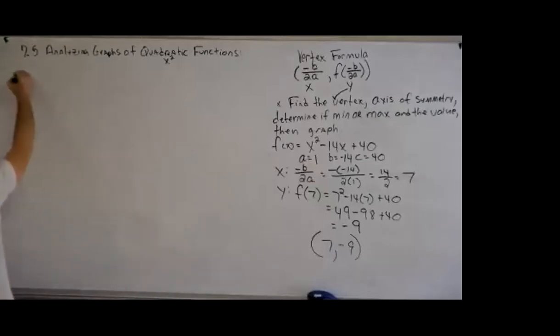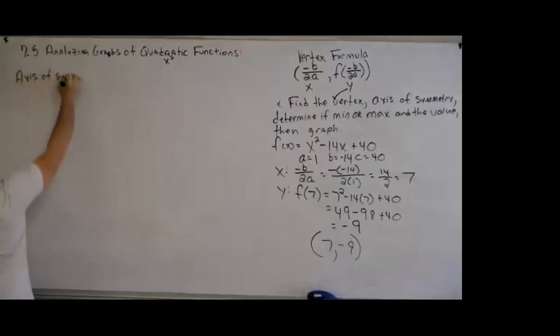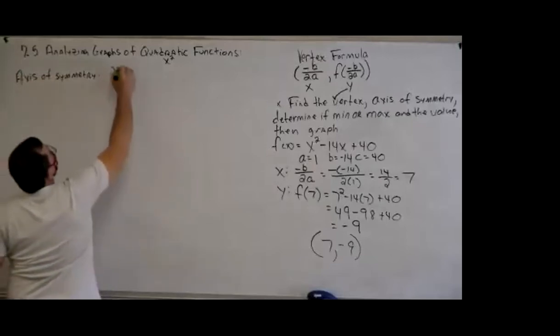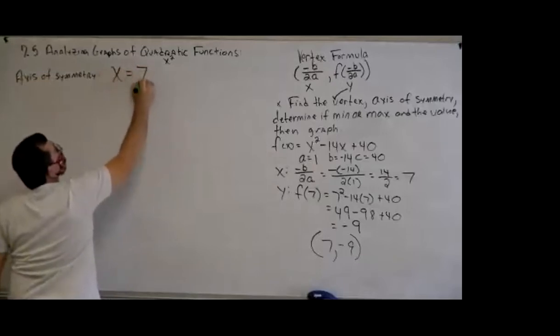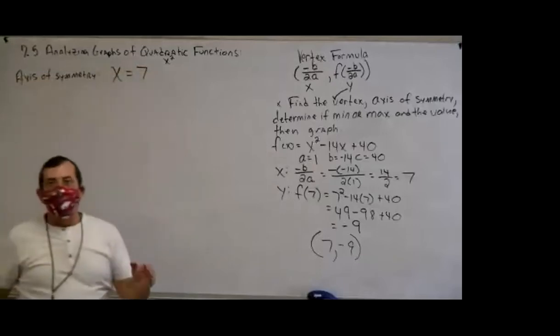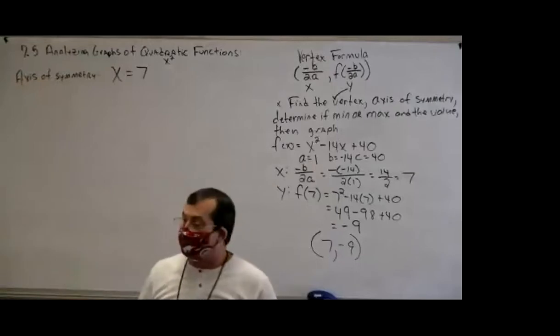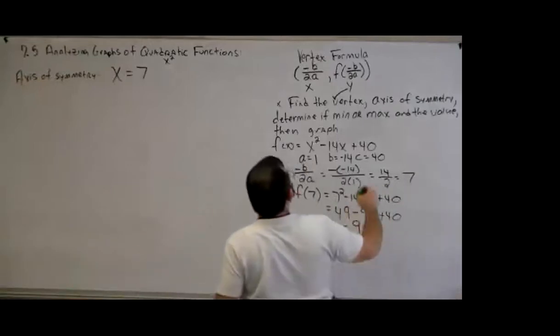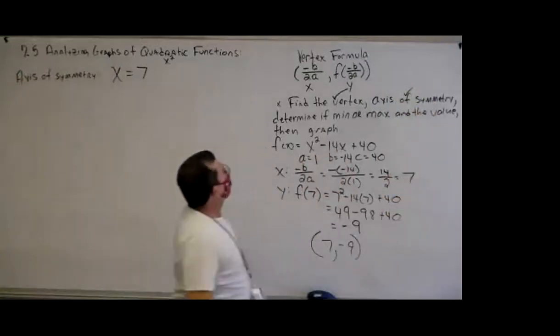The axis of symmetry. Now, in MATLAB, it doesn't want 7. It wants this in the form of an equation. So it's going to be x equals 7. If you don't put that x equals in MATLAB, it will mark that wrong. Okay? All right, so that's our axis of symmetry.